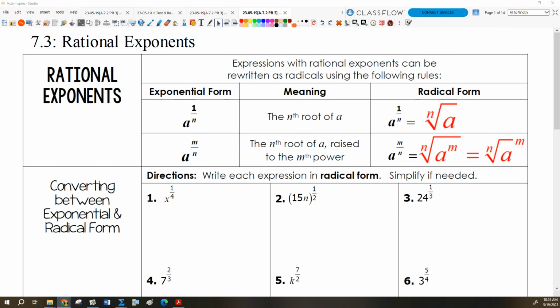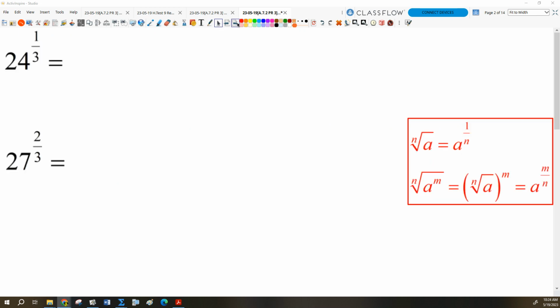So notice the pattern here. Notice that whatever the index of the radical is ends up as the denominator of the fraction. We write it as a fractional exponent that way. So for example, let's just do one of these really quick. Let's get a little practice in. So how would I write that top example, 24 to the 1/3, as a radical?